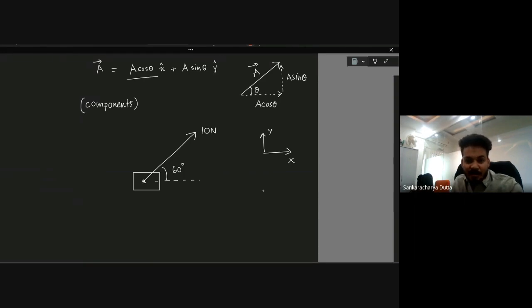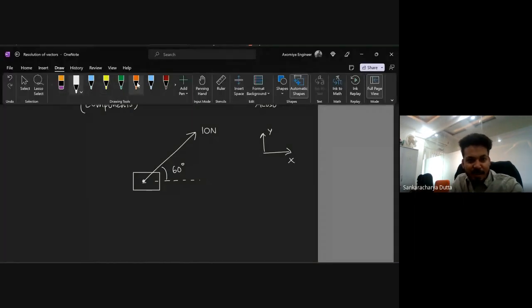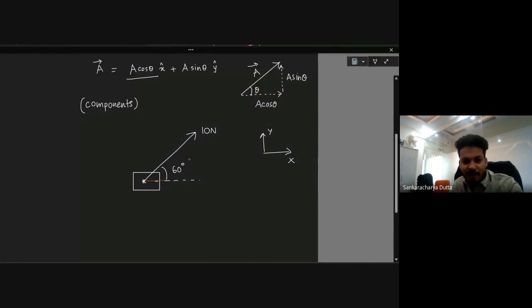Now, judging by the location of the force, I know I can break it into two components, and one component will be like this, and one component will be in the vertical direction. I can draw it on the left side also, it doesn't really matter. One particular component will be pointing towards the x direction, and the other one will be pointing towards the y direction.